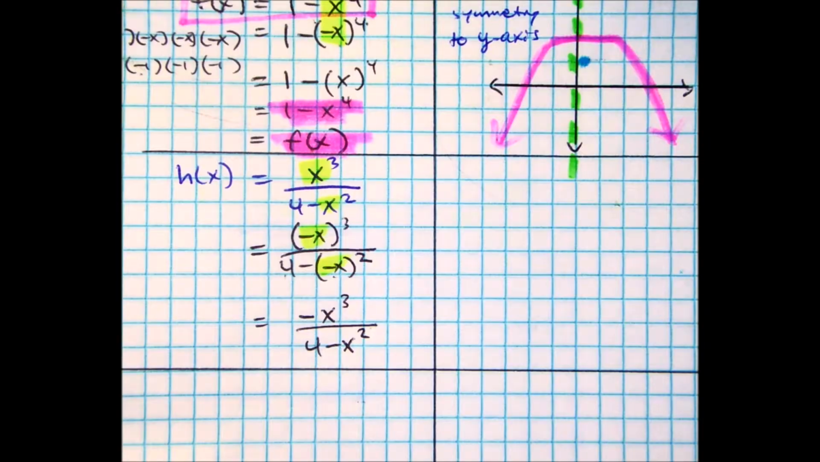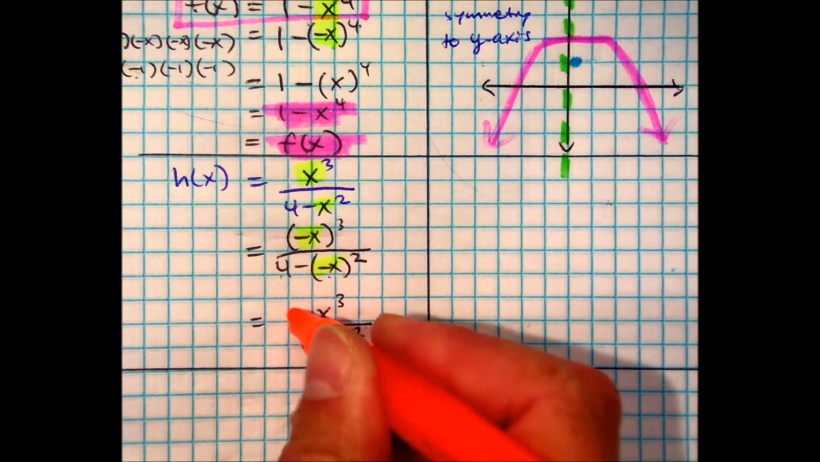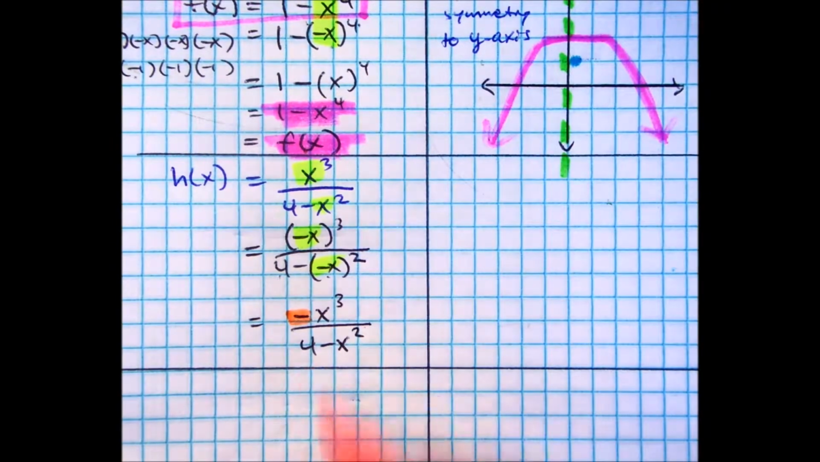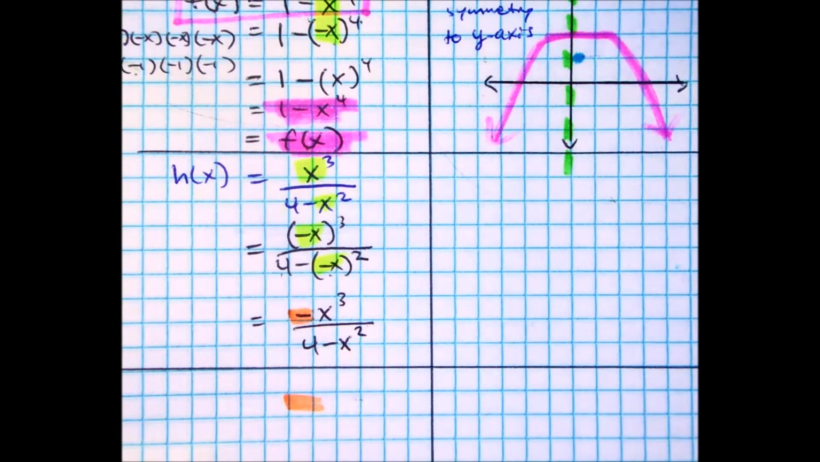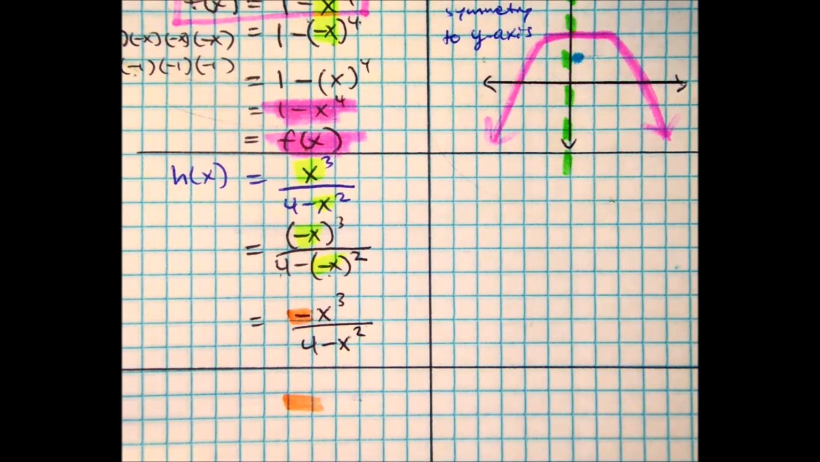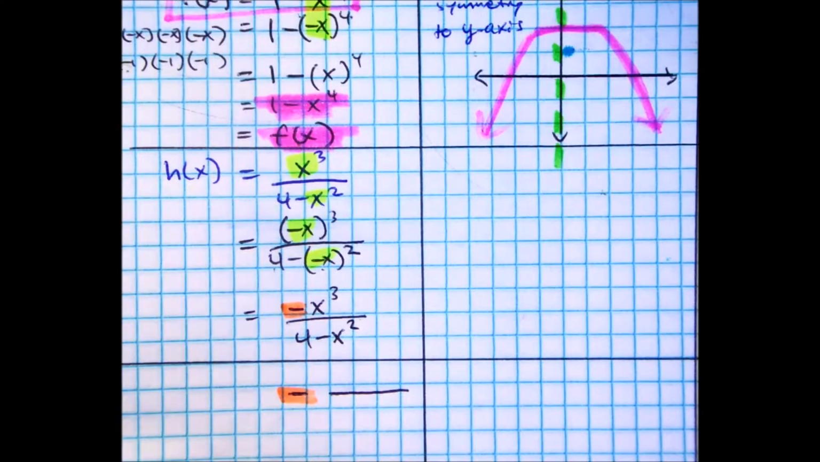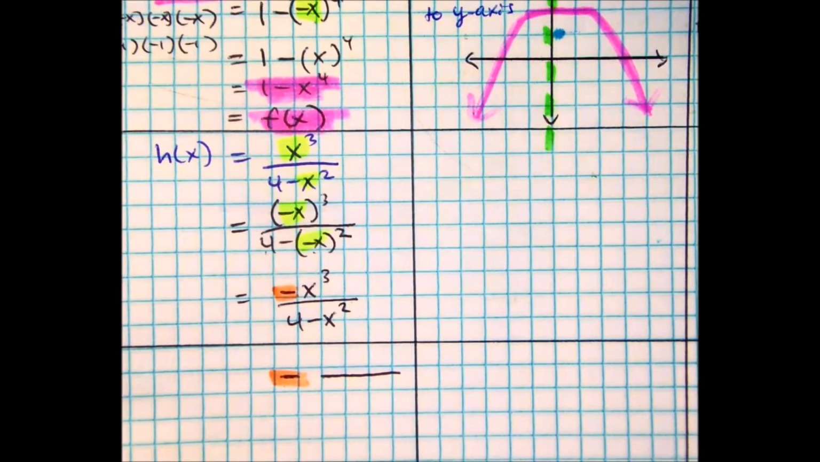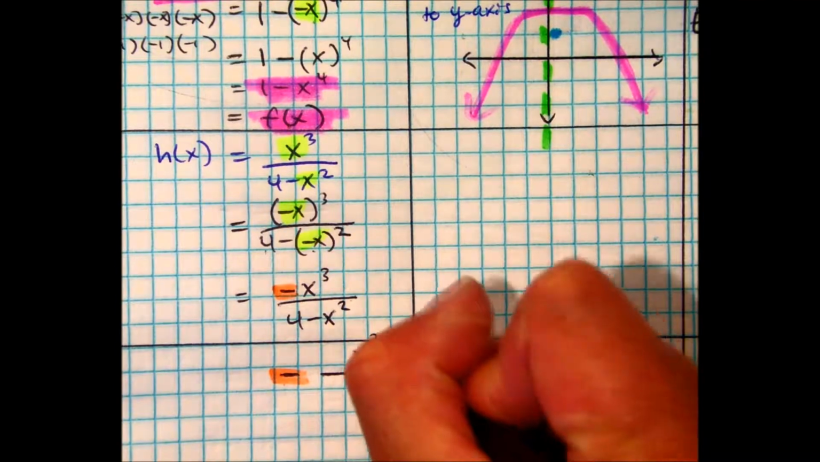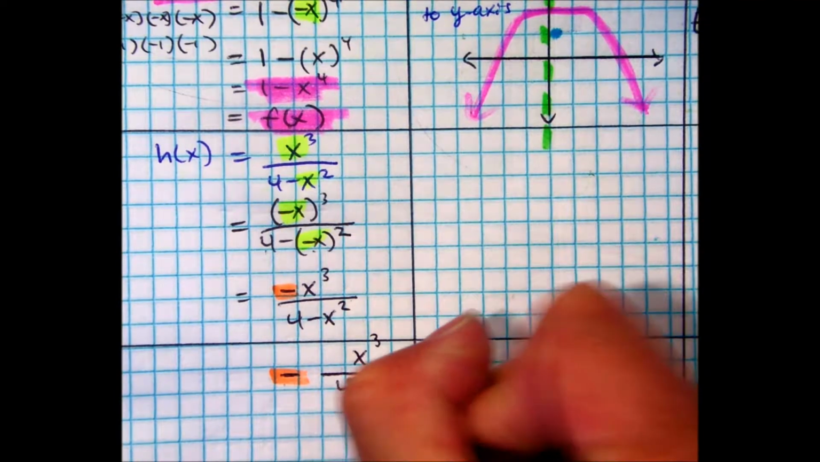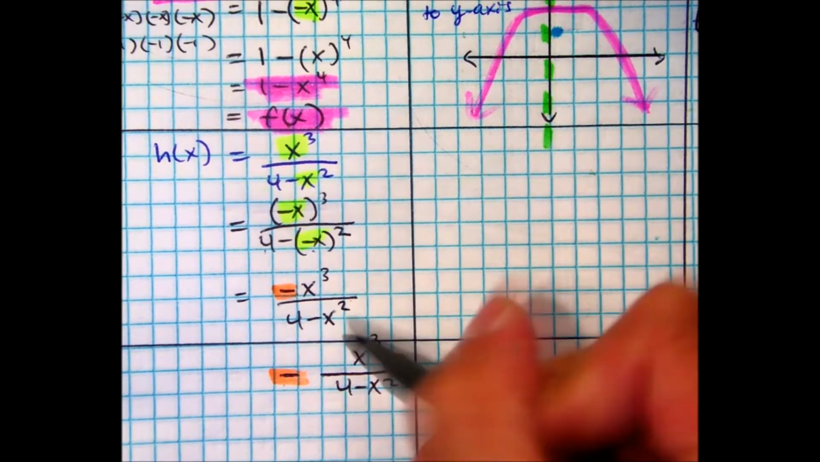I'm going to pull out that negative here. That's a negative 1, yes? Yeah. I'm going to pull that out in front. So this is a big negative sign. It's in line with the fraction line. Numerator, I have x to the third. And then denominator, I have 4 minus x squared.